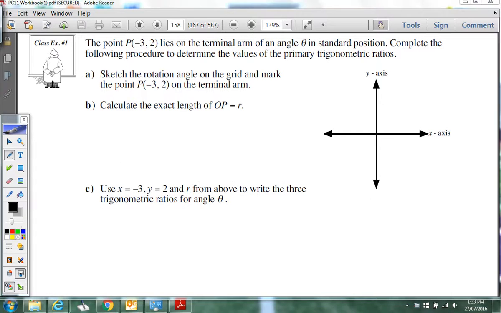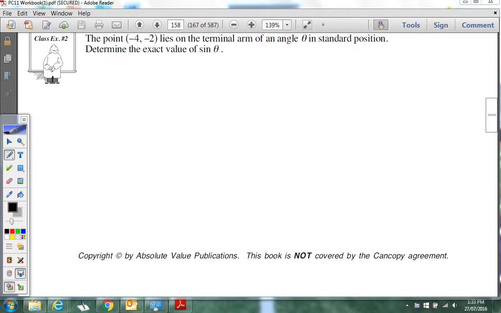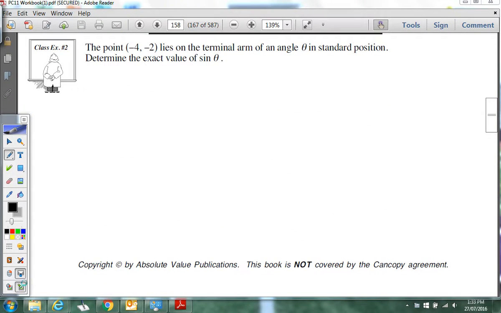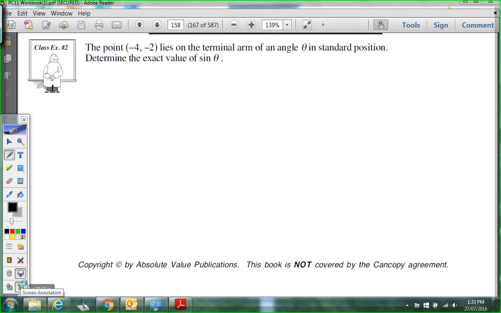Okay, let's move down here to example 2. Example 2: the point negative 4, negative 2 lies on the terminal arm of angle theta in standard position. Determine the exact value of sine theta. So it specifically wants to know just sine, not all of them. In order to make this happen, we need y over r. So the thing we have to figure out is r.